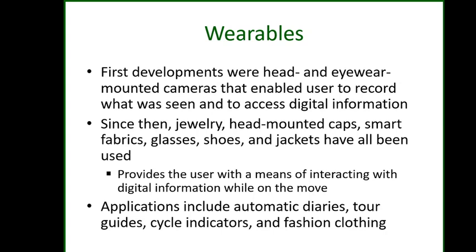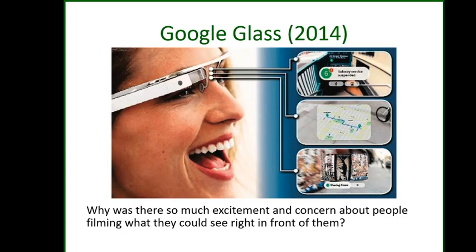That is a form of wearable interface in which you could perform various tasks using that small wearable device such as a smartwatch on your wrist. Applications include automatic diaries like tour guides, cycle indicators, fashion clothing, ayan. So, Google Glass is an example of a wearable.